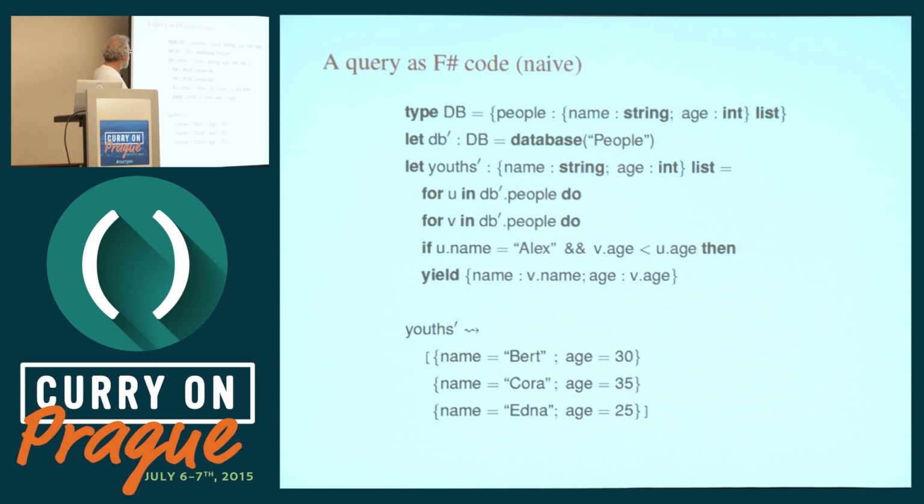And then we could take our query and just rewrite it out. So to find all the users, this is going to return a list of records where each record has a name field and an age field. There we are. And again, we just iterate for each U in the people table and for each V in the people table. If U's name is Alex and V's age is less than U's age, then return a record with a name field and an age field taken from V. So again, this is pretty straightforward, and I hope the correspondence to the query I showed you before is pretty straightforward. Now, I've put primes on these things.